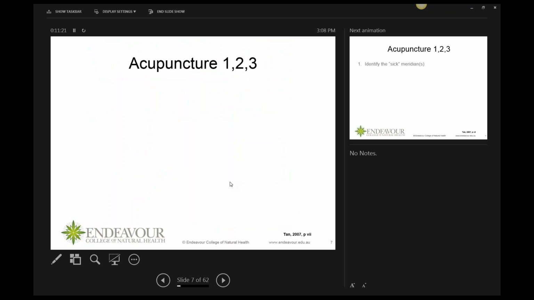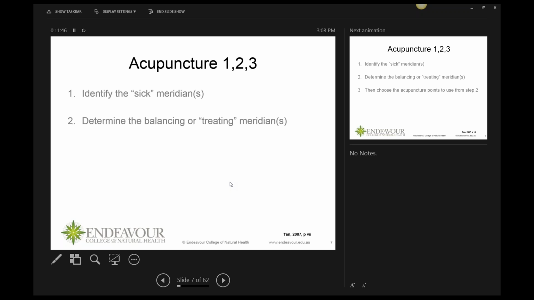So here's Acupuncture 1, 2, 3. The 1, 2, 3 is the models that we use. First, we identify the sick meridians. His idea of sick is whatever the problem is in a meridian. It could be pain, numbness, tingling, or a skin problem. Any of these sorts of things are considered to be a sick meridian in this sense. Then we determine a balancing treatment, or a treating meridian, from the systems, and then we pick points based on step 2. That sounds pretty simple.